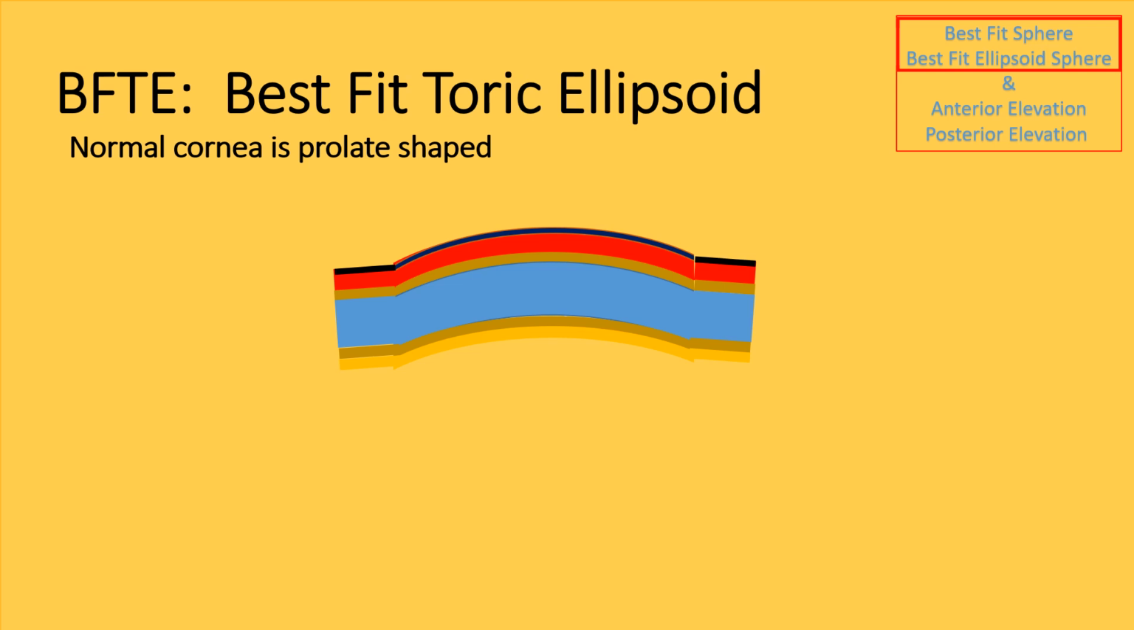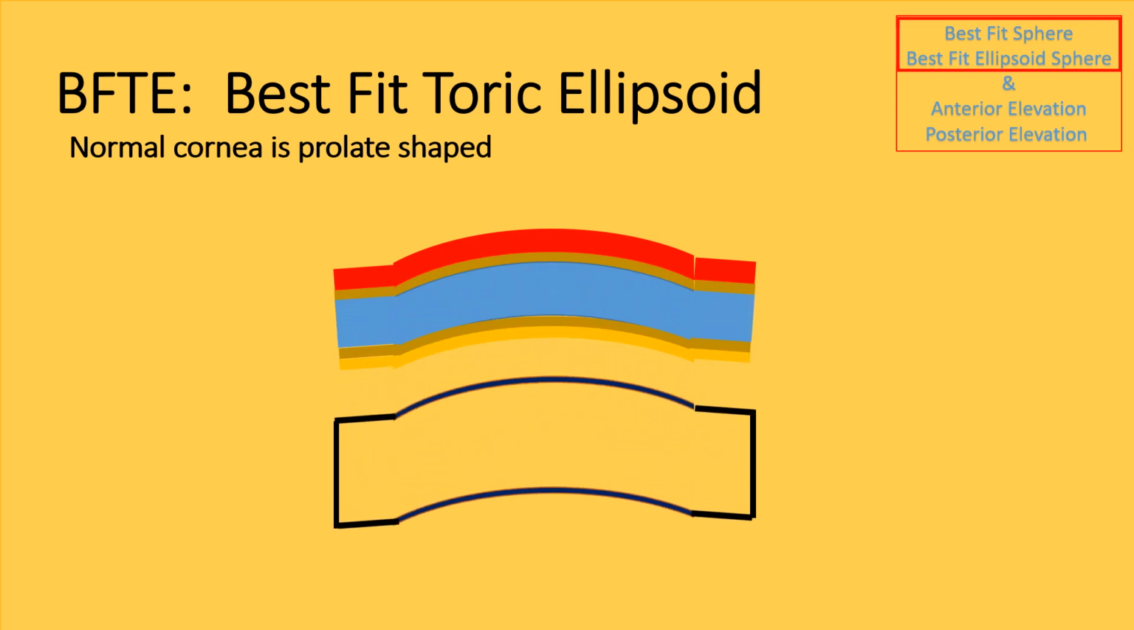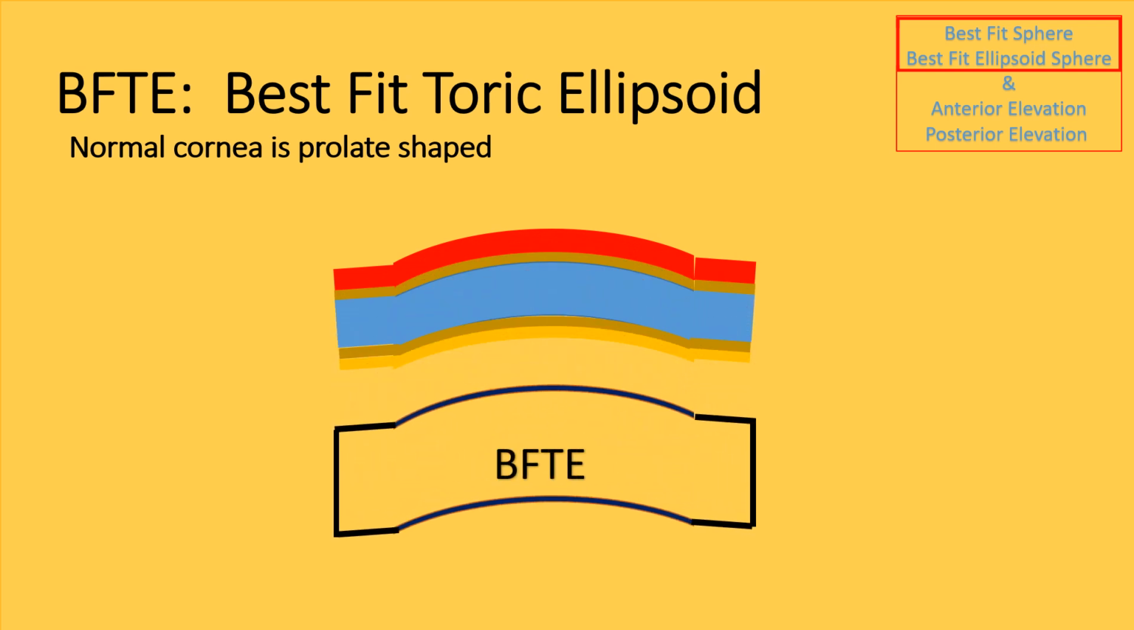This is the front surface of the prolate cornea, and this is the back surface of the prolate cornea, and we join it together, so we have now created a best fit toric ellipsoid. For the details of the cornea, we need to compare a cornea with the best fit toric ellipsoid and not with the best fit sphere. So now we have got a best fit sphere and a best fit toric ellipsoid.